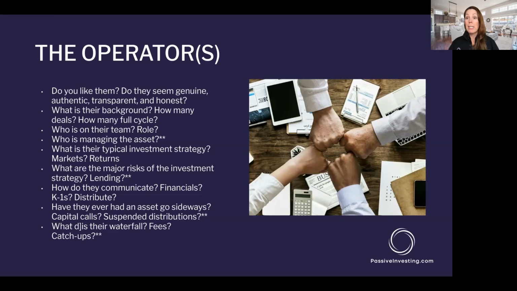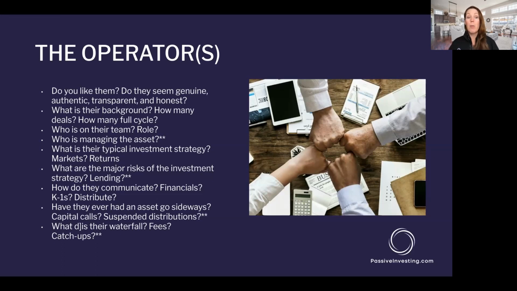How do they communicate? How often do they communicate? Do they give you financials? When will you get your K1? How often do they distribute funds? Is it monthly or quarterly? Okay. Now you need to build your checklist to understand what you want to see.